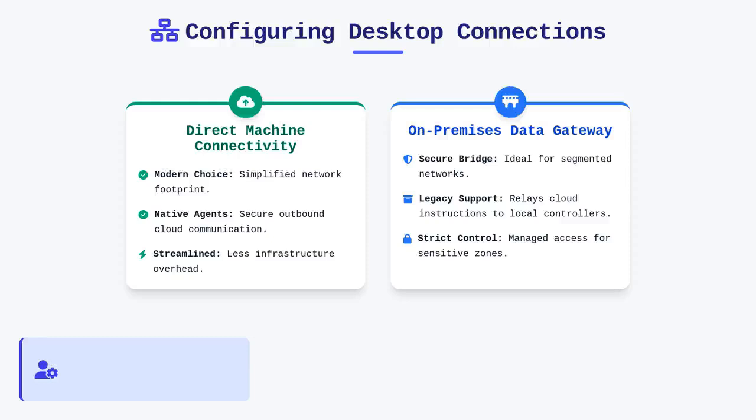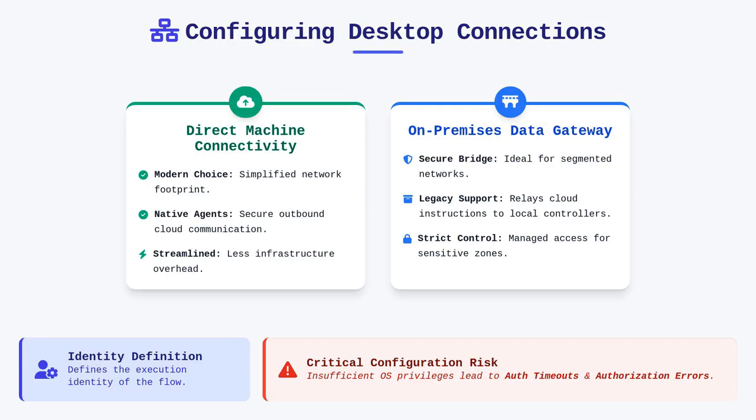When setting up these profiles, you are defining the identity under which the desktop flow will execute. The credential management here is paramount, as the runtime requires sufficiently privileged access to the local machine's OS and internal applications. Misconfiguration at this layer is a frequent cause of execution failures, typically manifesting as authentication timeouts or authorization errors during the initial handoff.